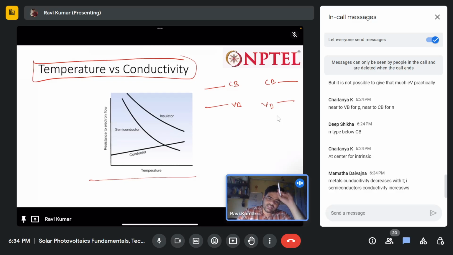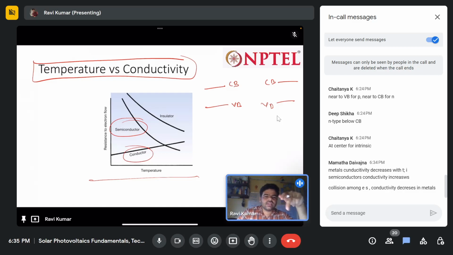So what are the reasons why semiconductor and conductor are behaving differently, in opposite directions? Collision among electrons. Yes, absolutely right. Yes, Mamta, you are right. So in case of a conductor, we have a large number of electrons. We say a sea of electrons, and due to this sea of electrons, collisions take place, and due to this collision, the resistance offered to the electron is more, and that's why the conductivity is less.